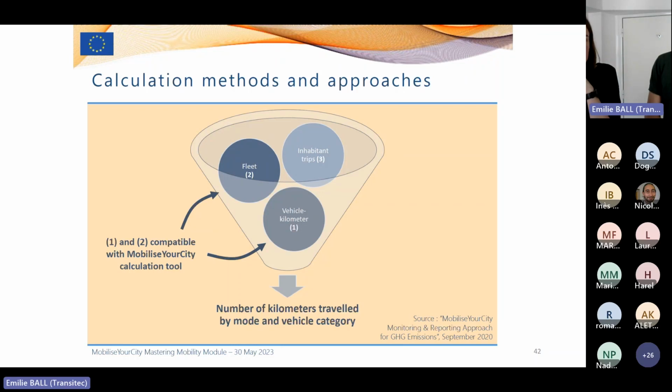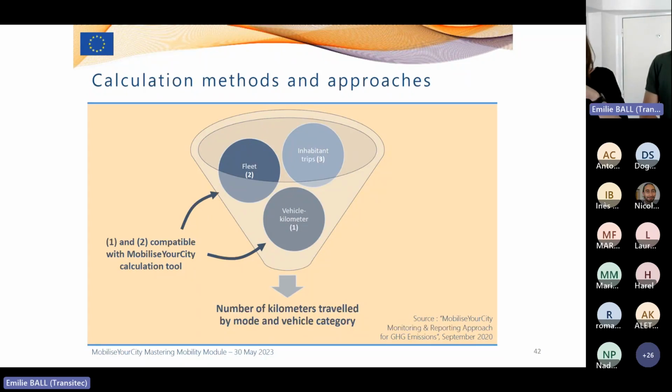Generally, it's data that is available at the city level or at your perimeter level, because you can get it through the vehicle census that will count the numbers of vehicles in circulation on the roads. And then you can either use average annual kilometers traveled, or, if you have the data, the number of kilometers traveled per vehicle. These two approaches, 1 and 2, are compatible with the MobiliseYourCity calculation tools because they are related to vehicles. And you can directly enter the data in the MobiliseYourCity tool.